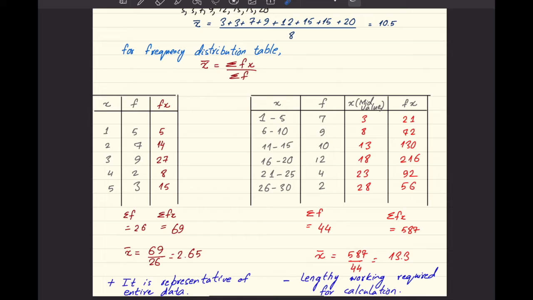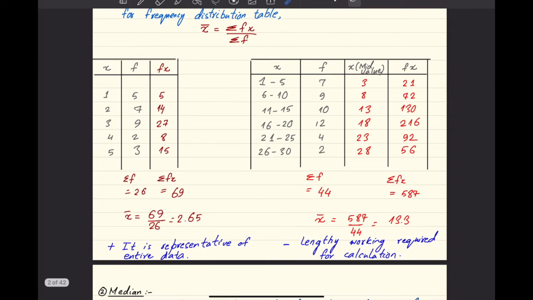In case I have a grouped frequency table, I'd have to find out the mid values. That would be what I'd use in place of x. So the average of 1 and 5 is 3, the average of 6 and 10 is 8, and so on and so forth. Once I get the mid value, I'll still do the same thing, f into x, that'll be another column, and I'll add them up, I'll get sigma fx. Similarly, I'd add all the frequencies, I'll get sigma f, and when I divide sigma fx by sigma f, I'll get myself the mean value.